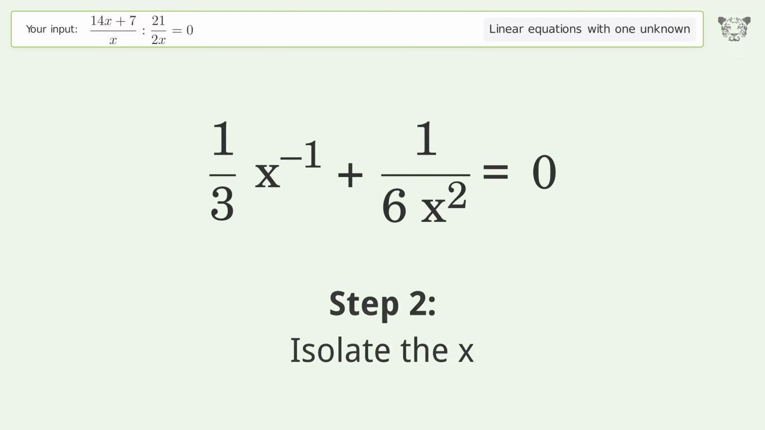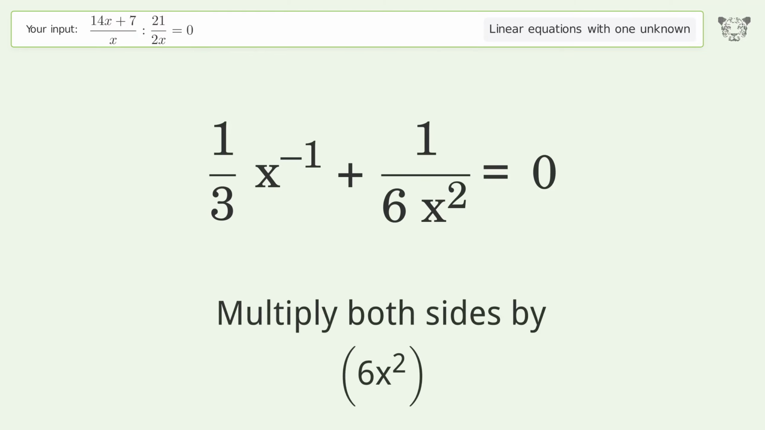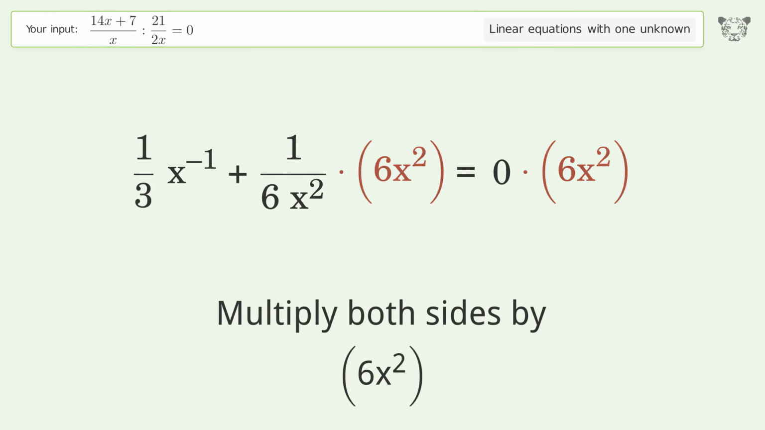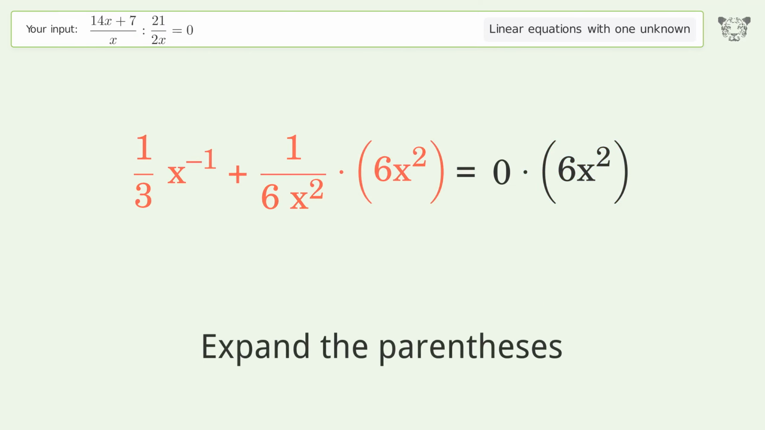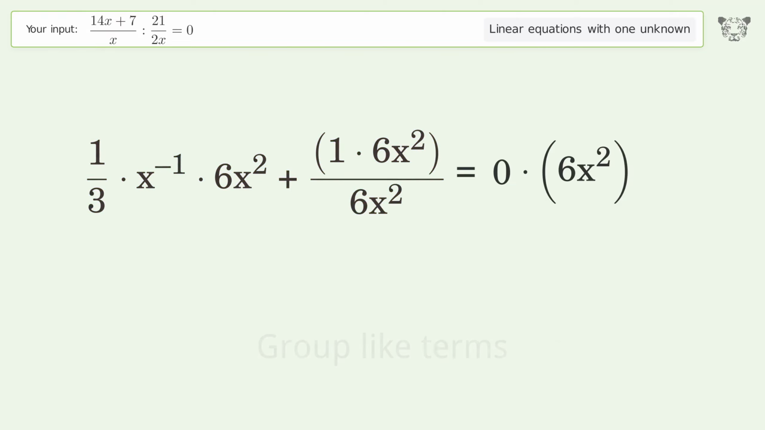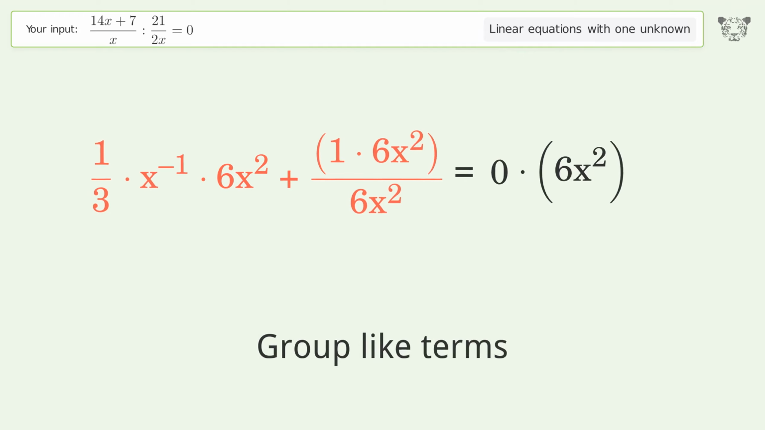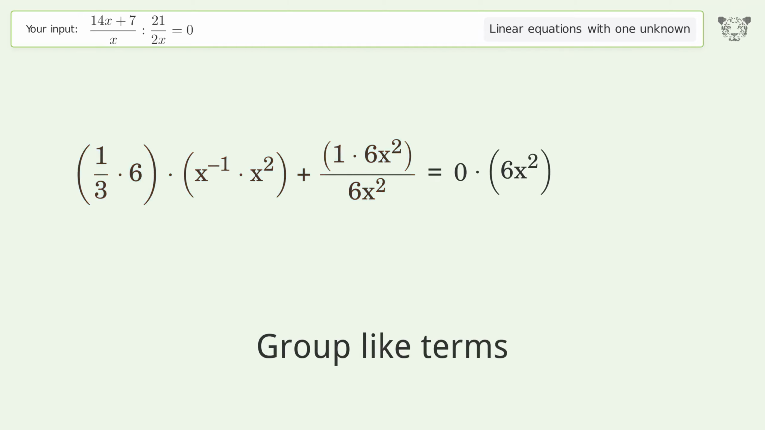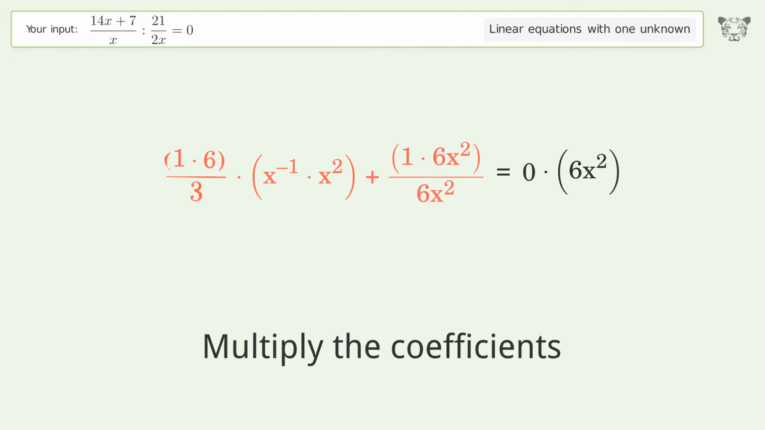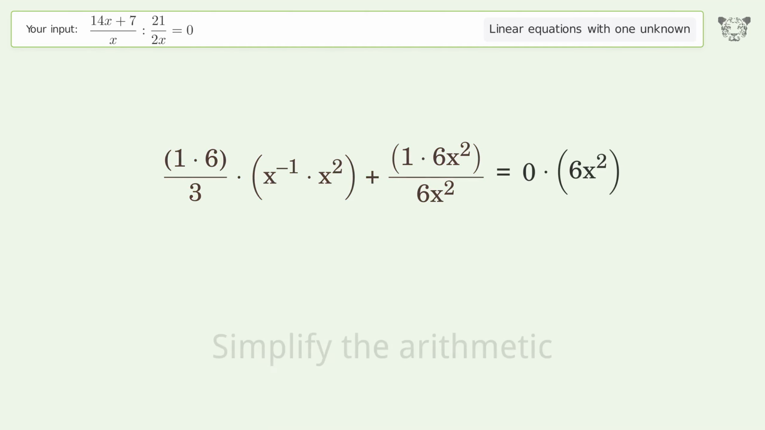Isolate the x. Multiply both sides by 6x². Expand the parentheses. Group like terms. Multiply the coefficients. Simplify the arithmetic.